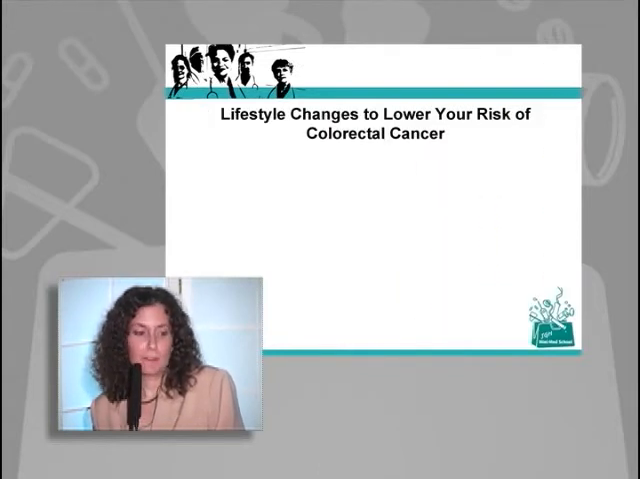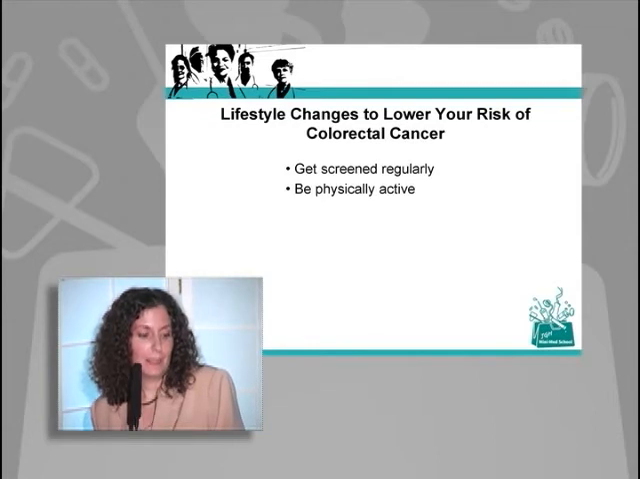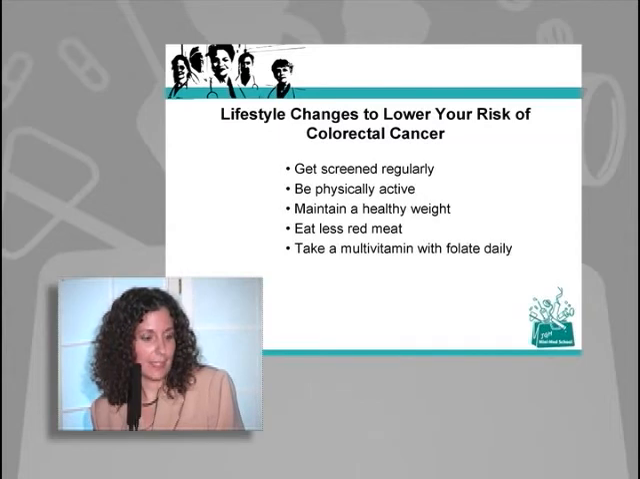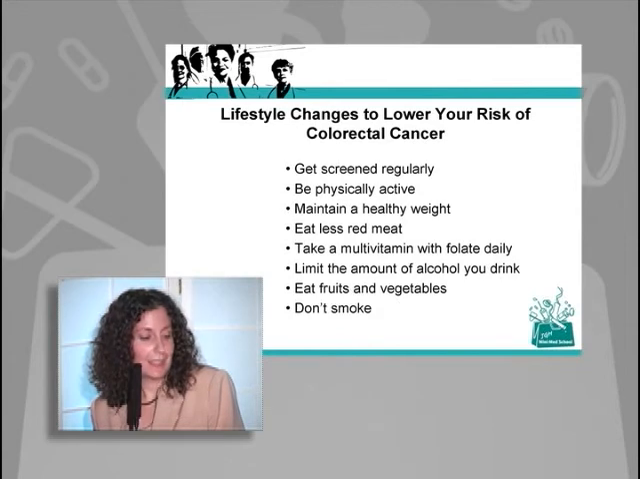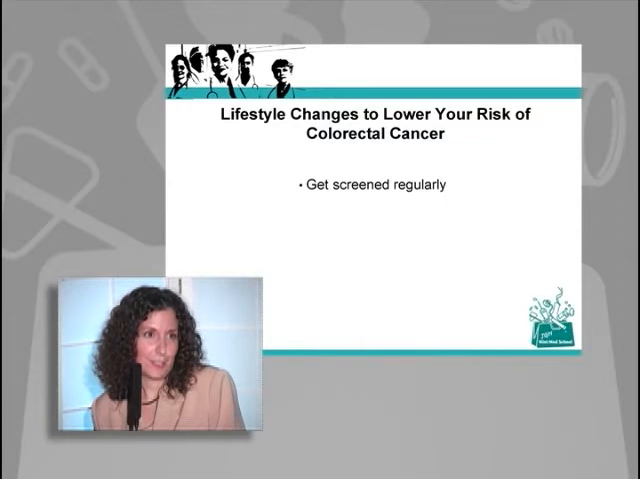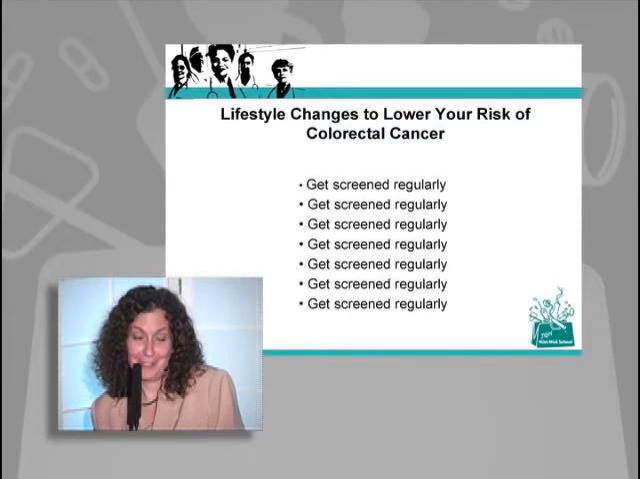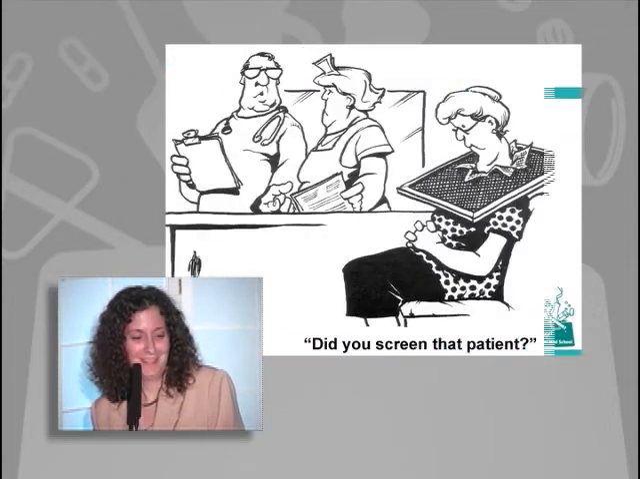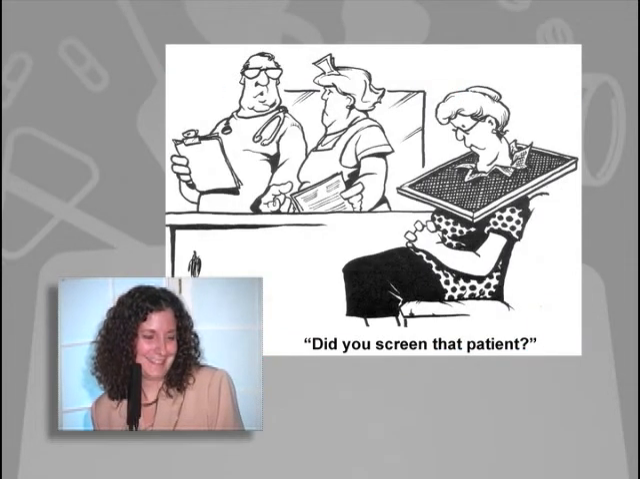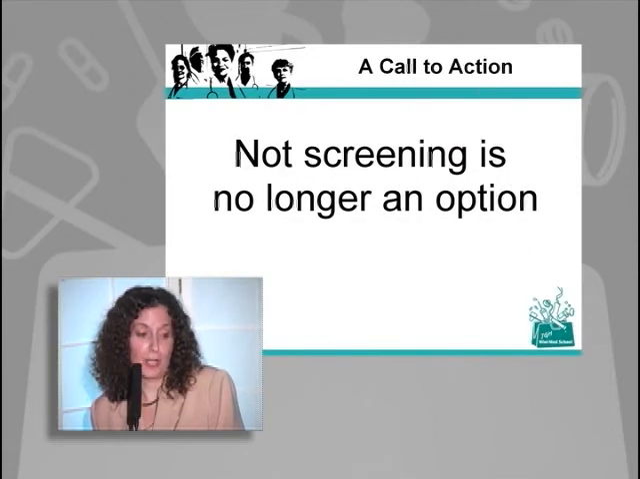So we're just going to review some of the lifestyle changes that we need to make in order to lower our risk of colorectal cancer. We talked about getting screened regularly, being physically active, maintaining a healthy weight, eating less red meat, taking a multivitamin a day that contains folate and selenium, limiting the amount of alcohol that we drink, eating lots of fruits and vegetables, avoiding smoking, and getting screened regularly. I think you're getting the point. So not screening is no longer an option.